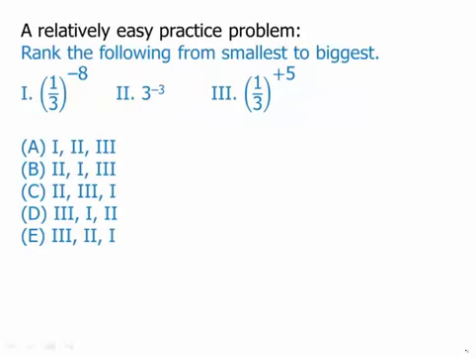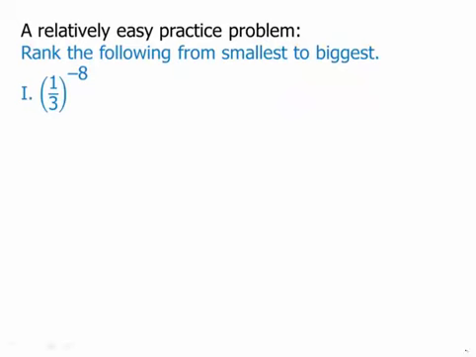Here's a practice problem. Pause the video, and then we'll talk about this. Okay, so we have to rank things from smallest to biggest. The test loves these ranking questions. So first of all, 1/3 to the -8. Well, what does that mean? That's the same as 3 to the positive 8. Now remember that 3 to the 4th is 81.